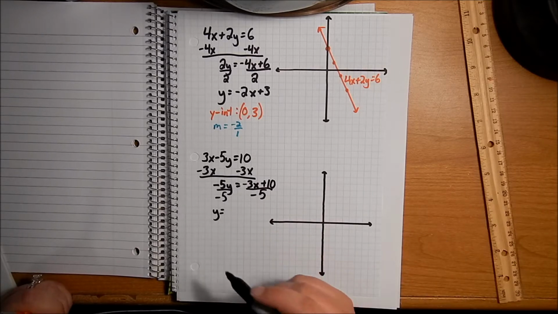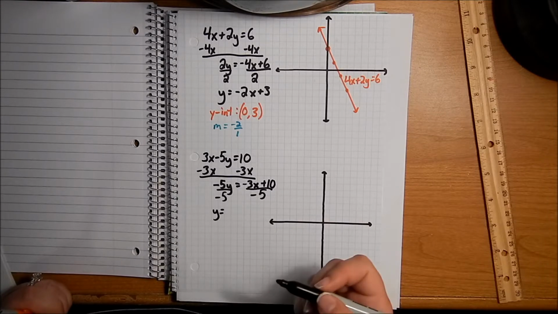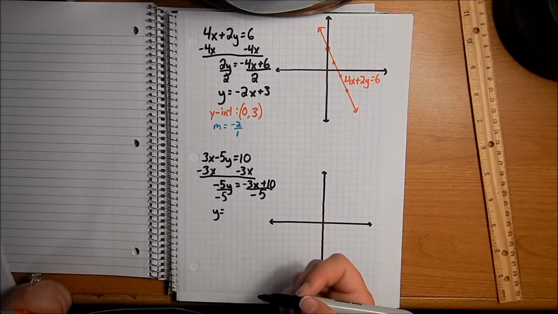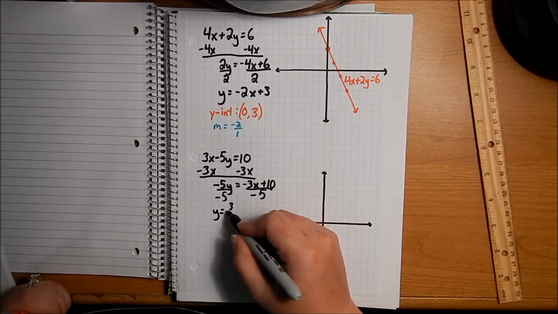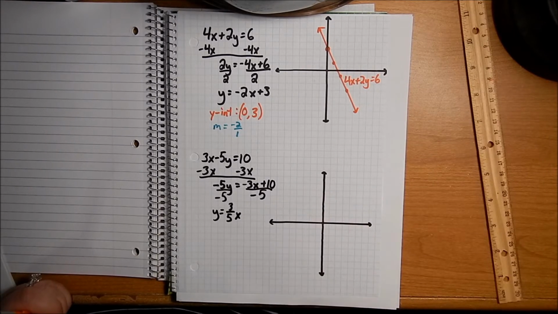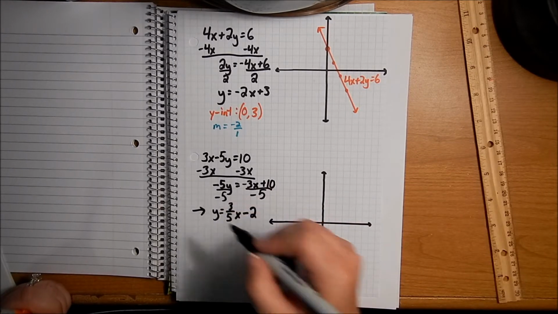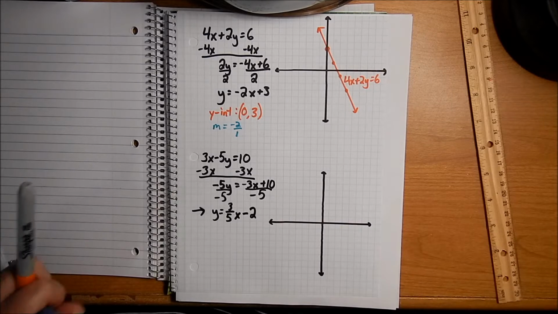I can just simplify that fraction, a negative 3 over a negative 5. The negatives are going to cancel out because negative divided by a negative is a positive. So just leave it as 3/5 x. And then positive 10 divided by negative 5 is a negative 2. So there's my equation that I need to graph. And again, we already know how to do this.